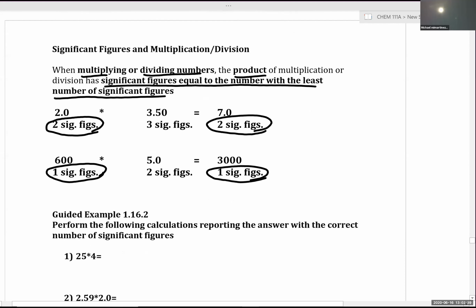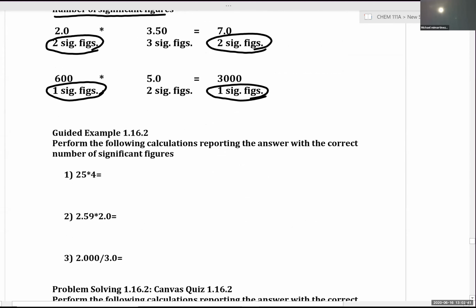So let's put this into practice. Looking at the following multiplication and division operations, 25 times 4. We have 2 sig figs and 1 sig fig. So our answer of 100 needs to be rounded to 1 sig fig, which it is currently. If you want, you can write this in scientific notation, in which case it would be 1 times 10 to the second, where this number has 1 sig fig.